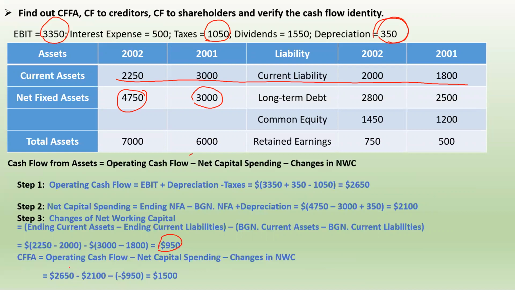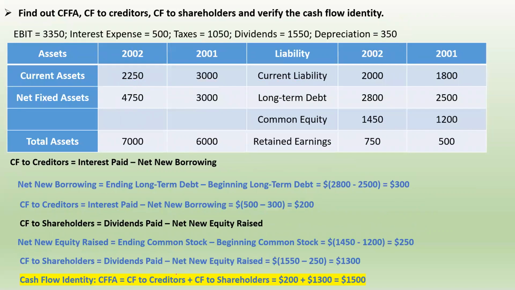So cash flow from assets equals operating cash flow minus net capital spending minus changes in net working capital. This minus a negative number is a positive number. It's 1,500. Cash flow to creditor is interest minus net new borrowing. And the net new borrowing is the difference between two long-term debt numbers. It's 300. And the interest paid is 500. So the cash flow to creditor is 200.